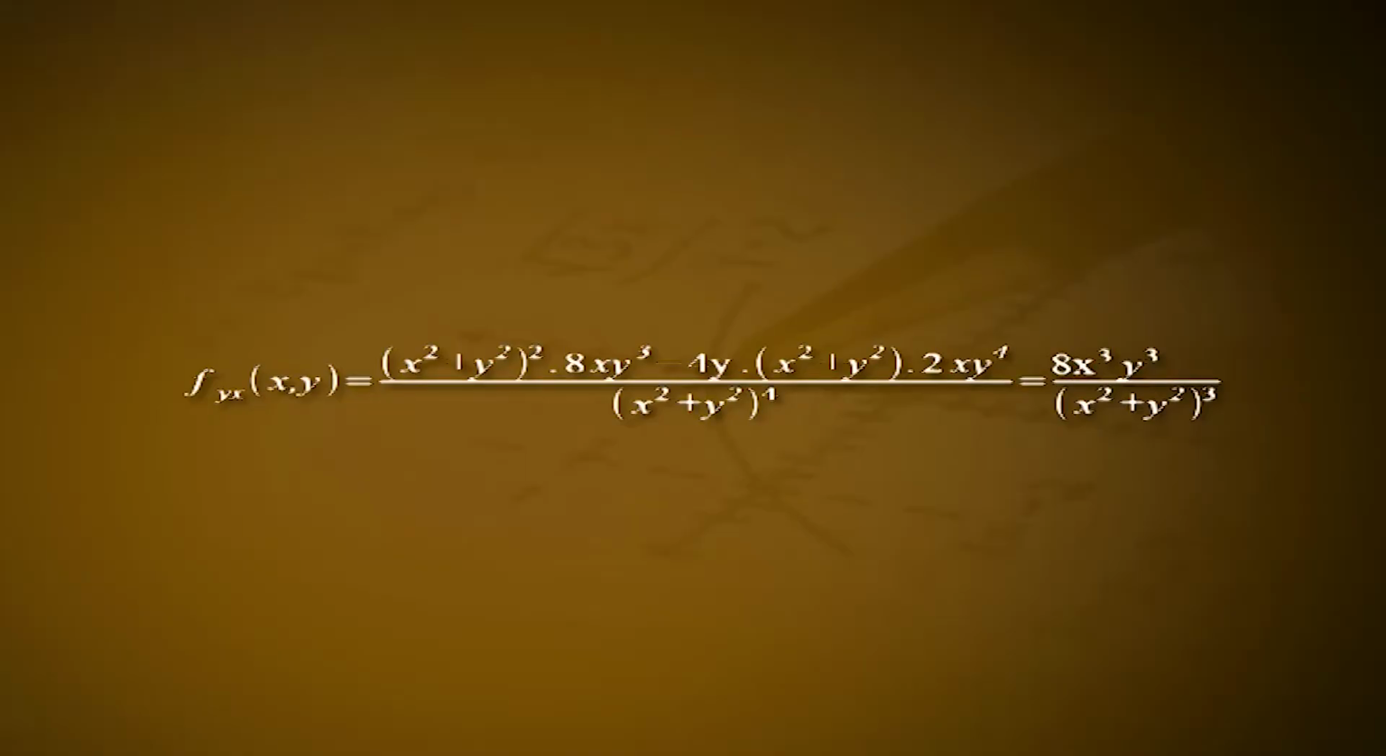For (x, y) not equal to (0, 0), we have f_yx at (x, y) is equal to ((x² + y²) whole squared into 8xy³ minus 4y into (x² + y²) into 2xy⁴) divided by (x² + y²) all raised to 4, which is equal to 8x³y³ divided by (x² + y²) raised to 3.